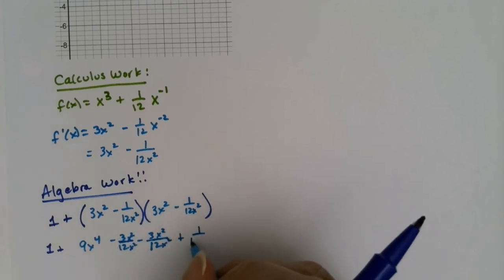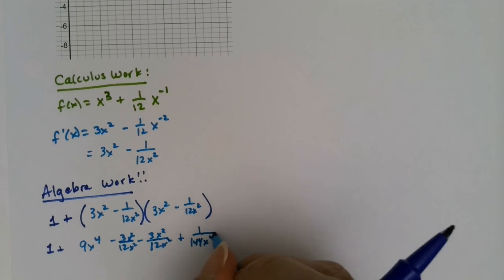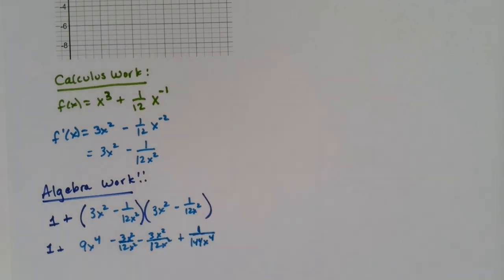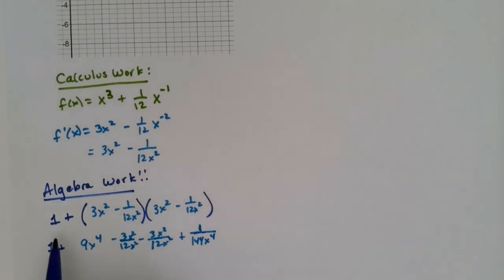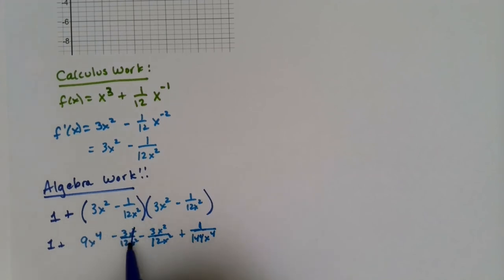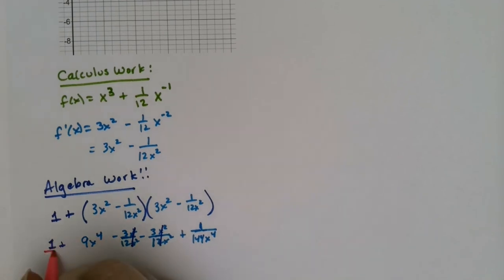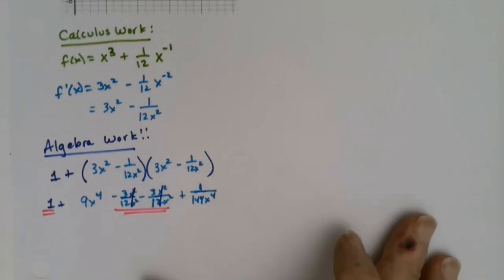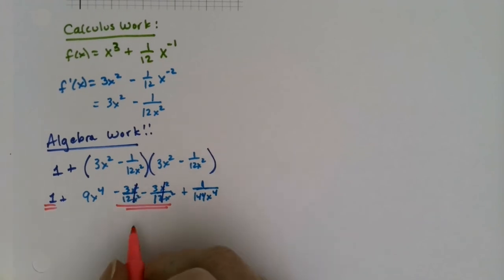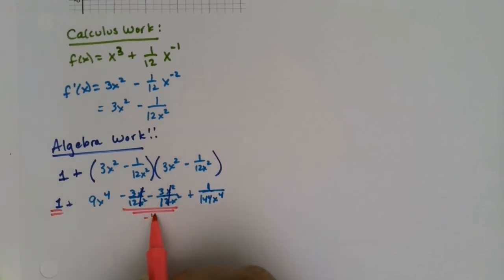plus 1 over 144x to the 4th. All right, well, let's think here. These are really minus a fourth, which is minus a half. So this right here and these two right here will all make plus a half, right? Because you're taking minus a half and then 1. So 1 take away a half is positive 1/2.